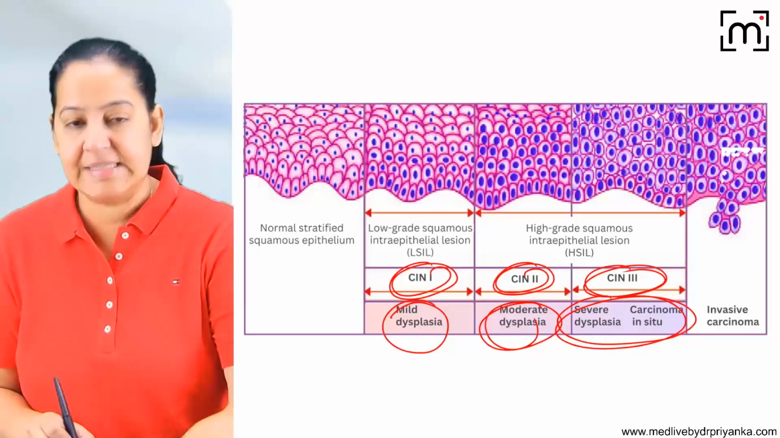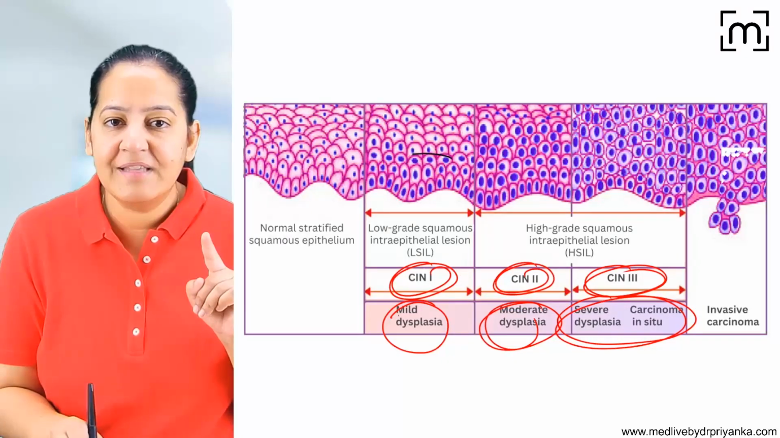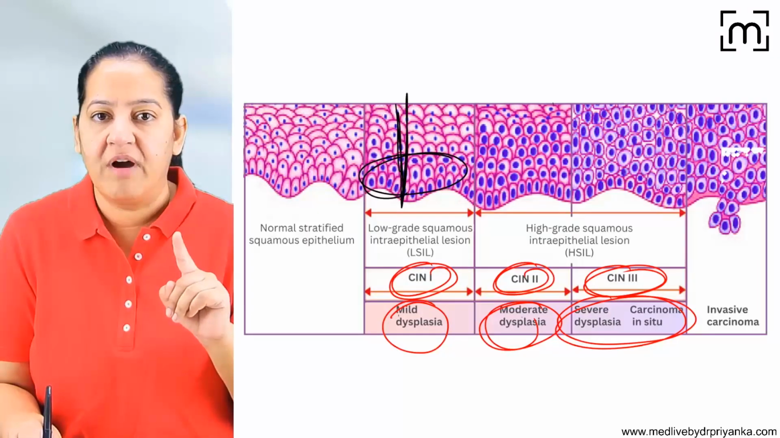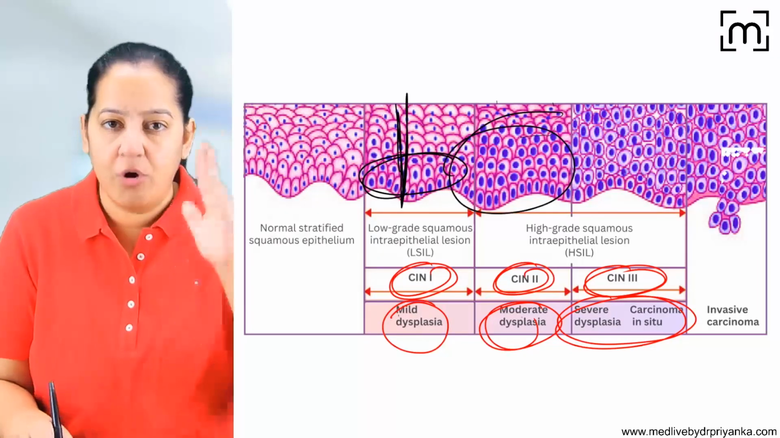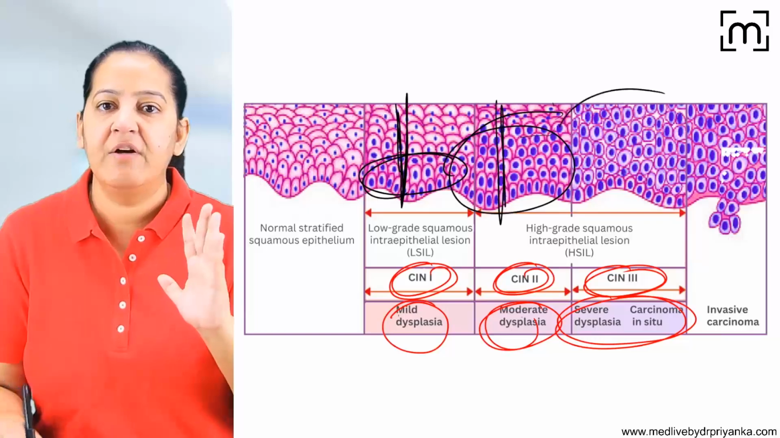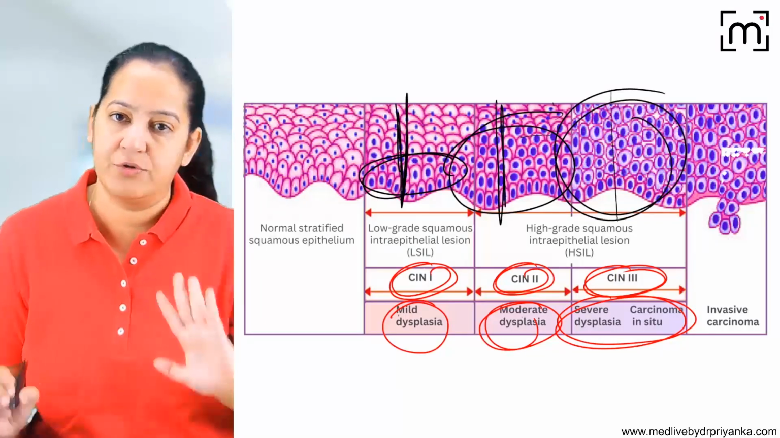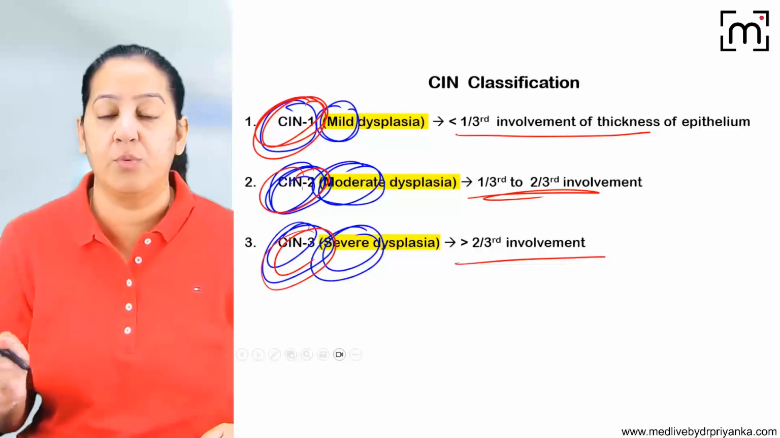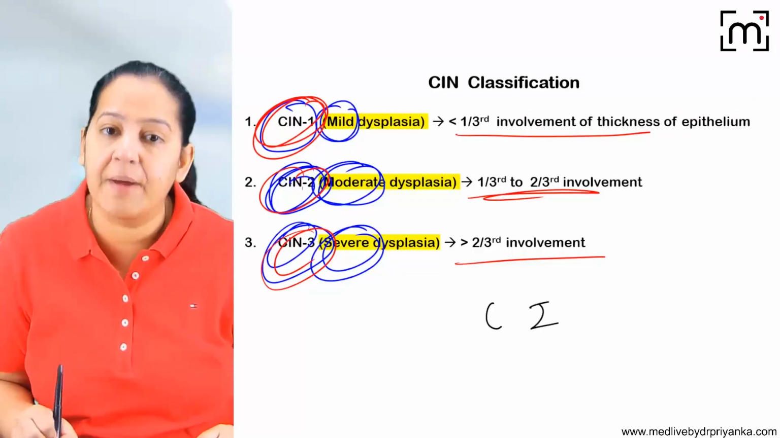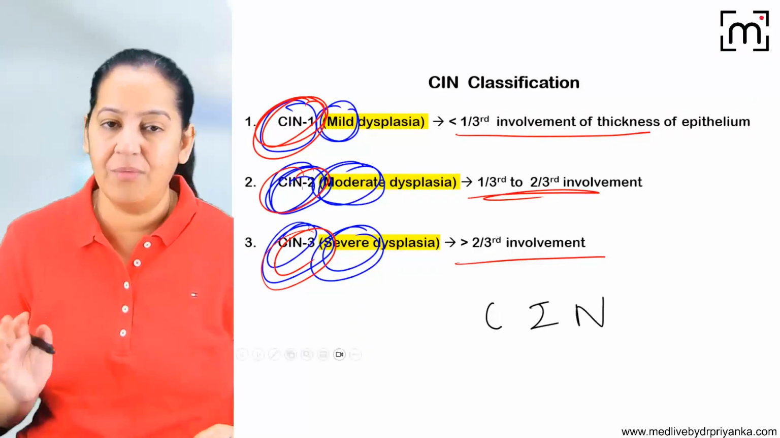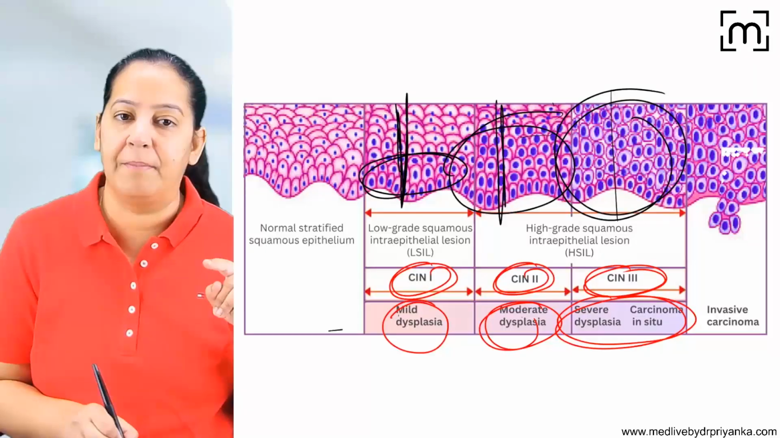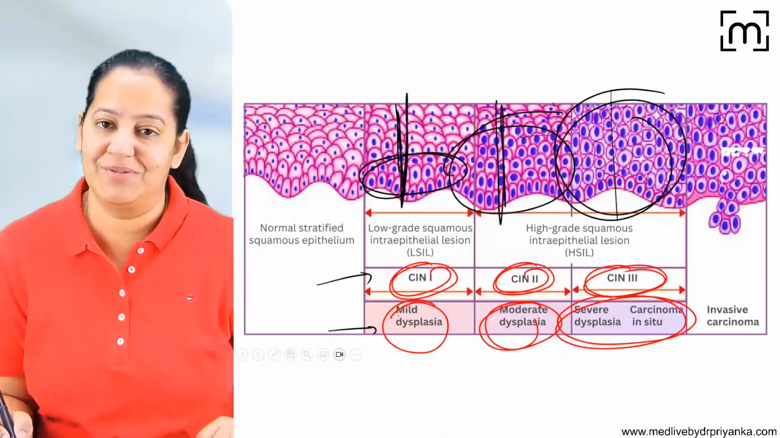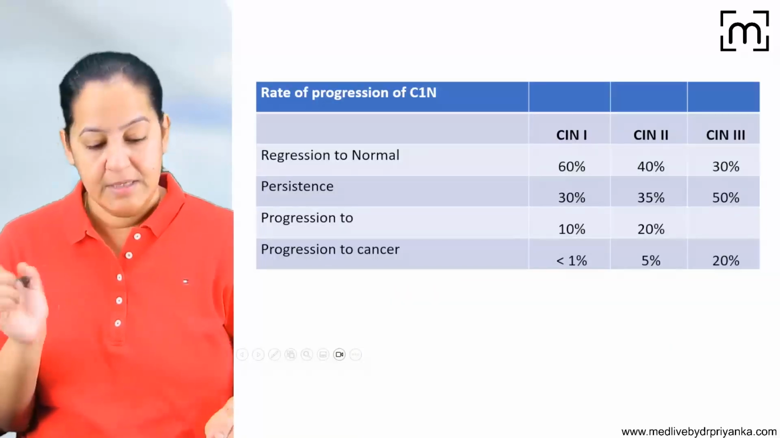So here you can see in CIN1, less than 1/3 is dysplastic out of the total thickness. In CIN2, 1/3 to 2/3 is dysplastic out of the total thickness. And in CIN3, full thickness is dysplastic out of the total thickness, or more than 2/3 is dysplastic. So that is CIN1, CIN2, CIN3. What is CIN? Cervical intraepithelial neoplasia. Initially we used the term dysplasia, but nowadays we don't use the terms mild, moderate, severe dysplasia. We use the terms CIN1, CIN2, CIN3. So it is just replacement of the term. So that is the thing.